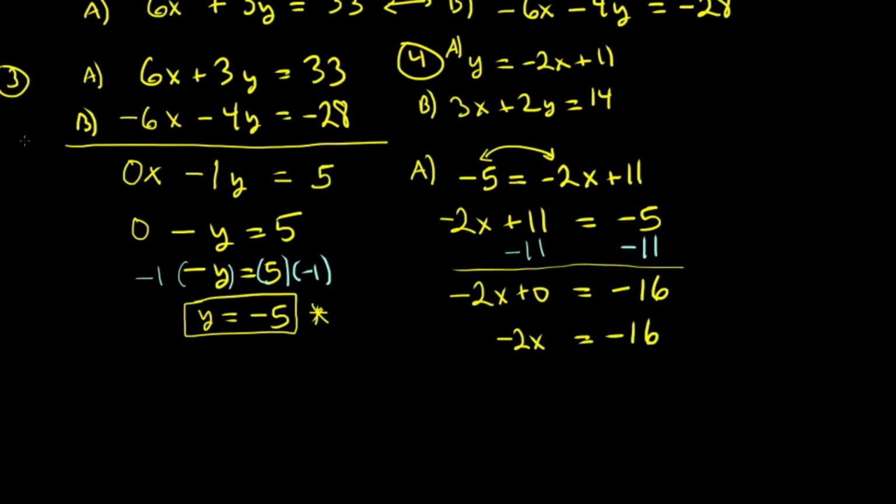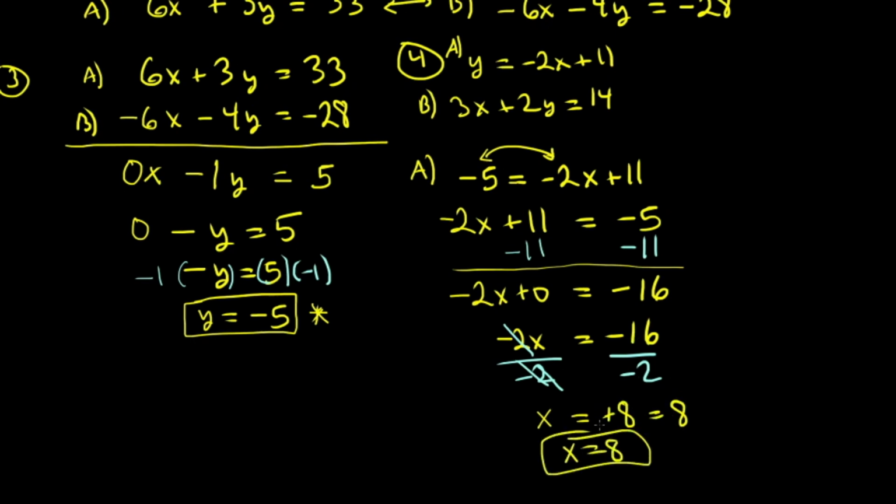And now, the opposite of multiplying by negative 2 is dividing by negative 2. So divide both sides by negative 2, and that effectively cancels the negative 2. And now we're just left with 1 times x equals negative 16 divided by negative 2, which is positive 8, right? Or just 8. So x equals 8, right? And y is negative 5. Now we have our solution, right?